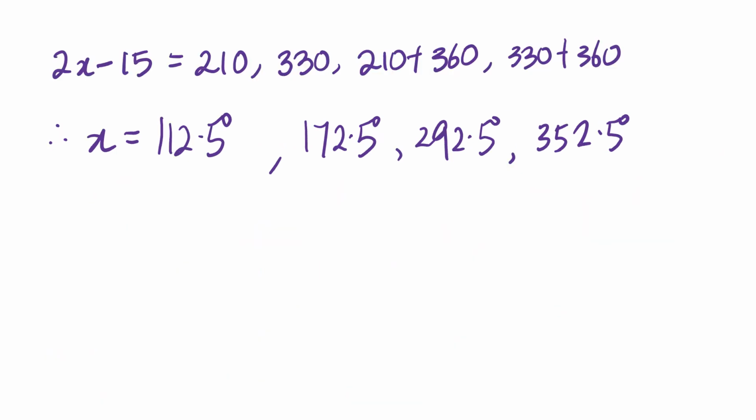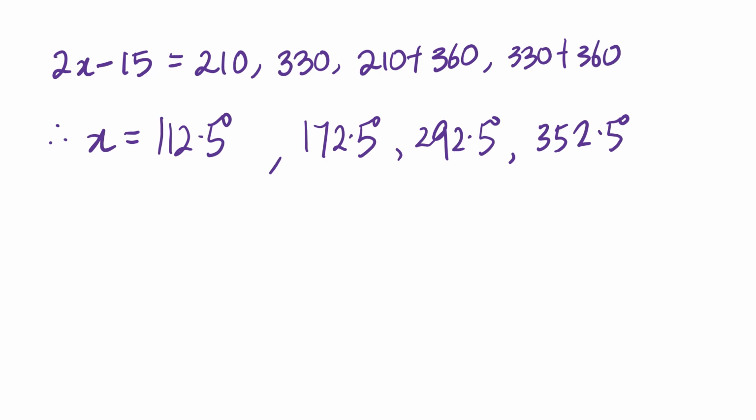So we have 2x minus 15 equals to 210, first possible answer, 330, and then 210 plus 360 means you go one more round, 330 plus 360 go one more round. So finally, you take 210 plus 15 divided by 2, you get x equals to 112.5. You take 330 plus 15 divided by 2, you get 172.5, and so on and so forth. So these are the possible answers.